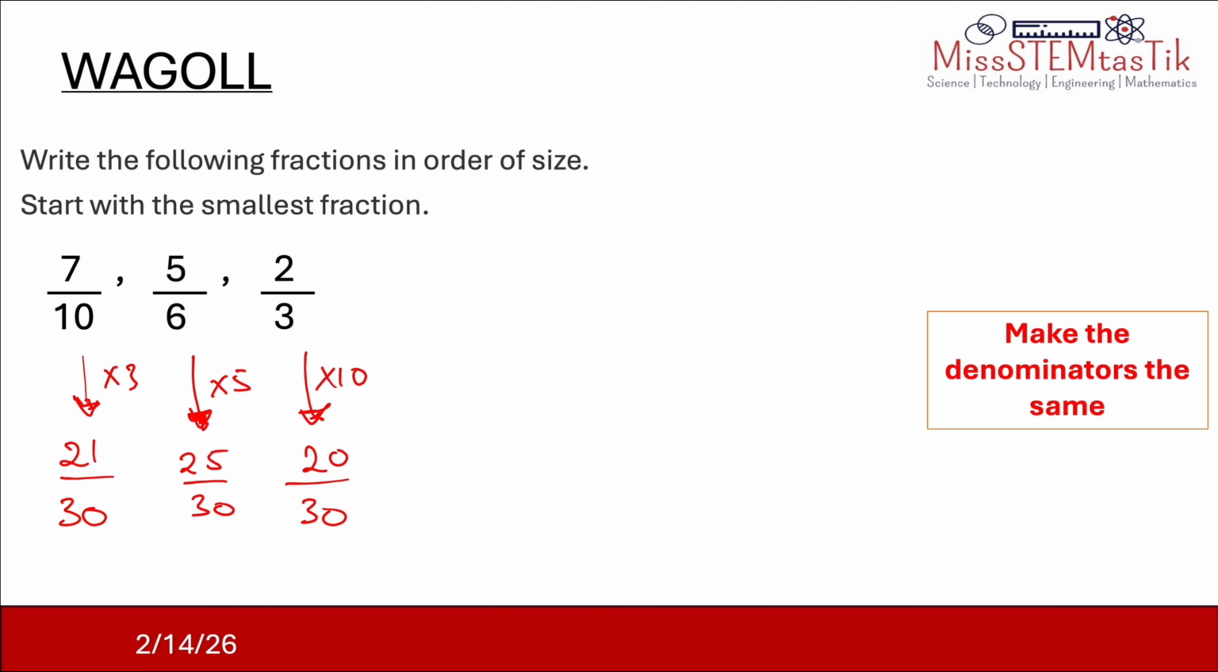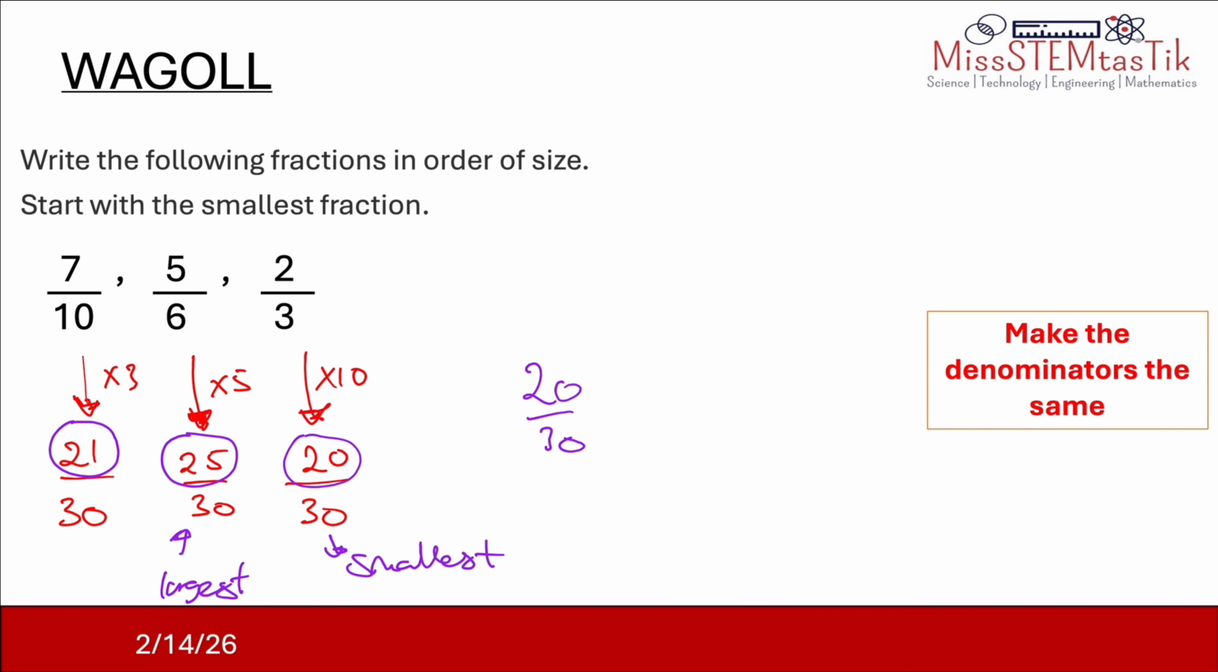Whatever we do to the bottom of the fraction, we also do to the top. So if we multiply the denominator by 10, we multiply the numerator by 10. And because all of the denominators are the same, we just compare the numerators. 20 is the smallest number, then 21, and 25 is the largest number. So now it's very easy to order the fractions from smallest to largest. Once you've ordered your fractions, you can then write the original fractions in order too. So 20/30 was 2/3, 21/30 was 7/10, and 25/30 was 5/6.